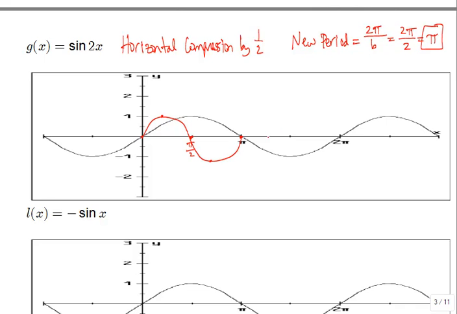And now all we have to do is finish repeating that pattern. So in the next width of pi, which would be from pi to 2 pi, I'm going to draw that same cycle again. And I'm just going to keep going to the right and to the left. So now I get twice as many sine curves in the width that I normally had before because I had that horizontal compression which shrunk the period down by a half.